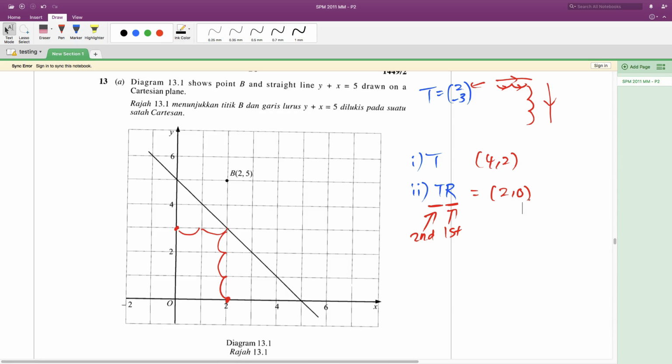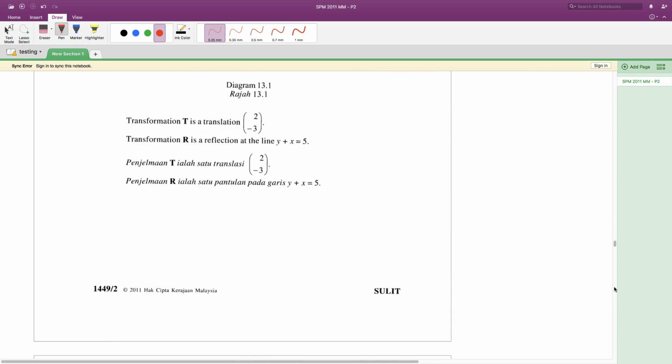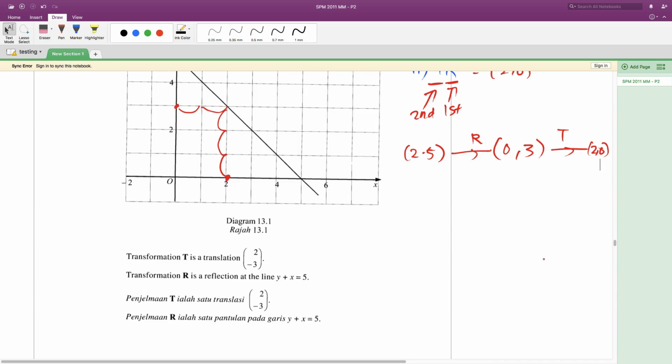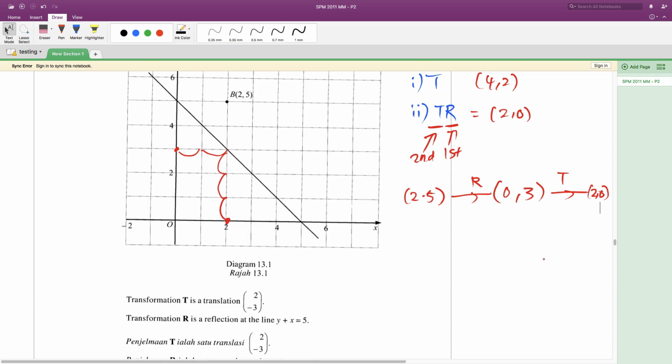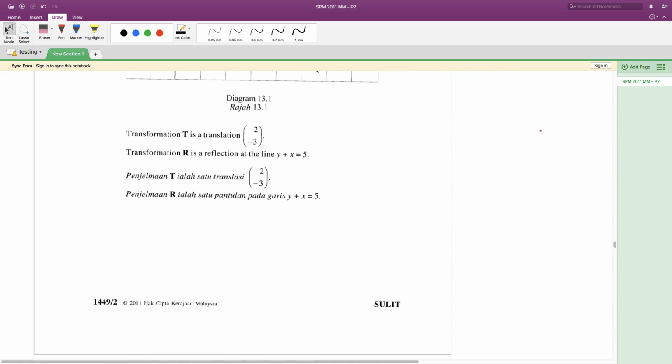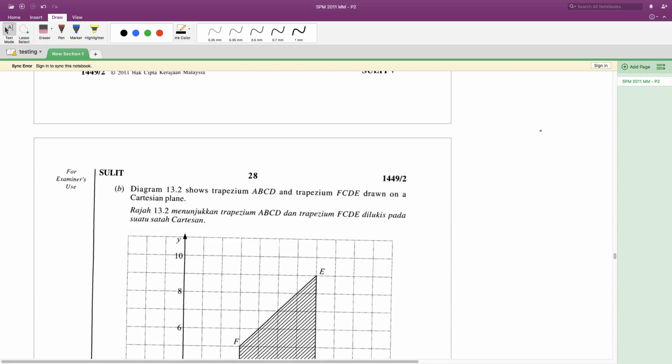Okay, some students love to write like this. They write from 2, 5, and then draw an arrow. They will write out that it goes into this one, called 0, 3, and then they will write an arrow, write T, and then they will write 2, 0. You can do it like this also if you want. It doesn't matter, as long as you get the same answer. Okay, so let's move on to the next one.